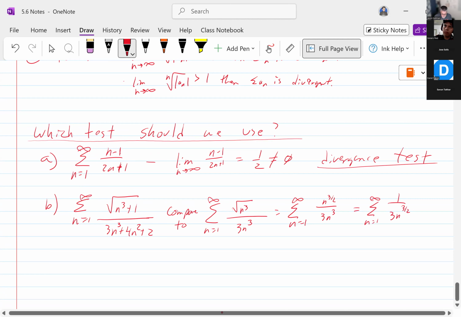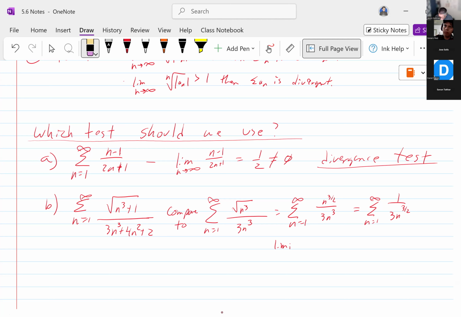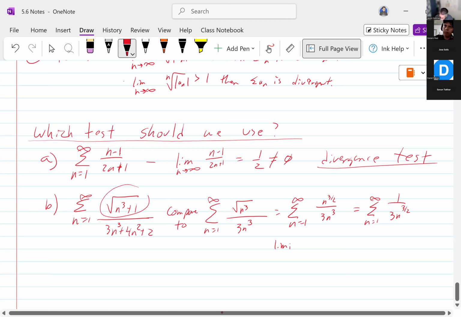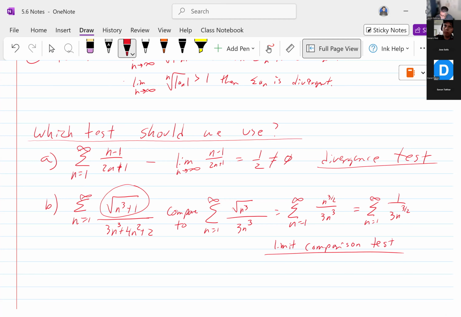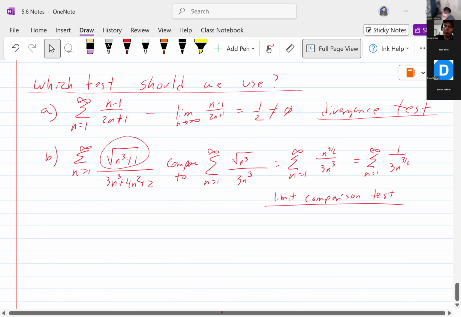That is a convergent p-series. And so we would do the limit. We could do limit comparison on this or just basic comparison, either way. Okay, I would actually do limit comparison because of this complicated numerator. So I would do limit comparison on this. Limit comparison, okay, to something a little less complicated, but I know converges. Okay.